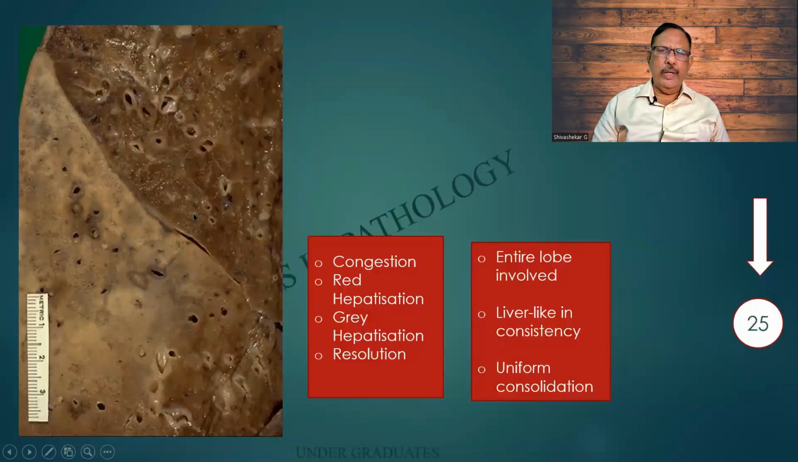The lobar pneumonia. There are main stages: stage of congestion, red hepatization, gray hepatization, resolution. Red means it will be more or less red in color because of the RBCs. Gray because of fibrin and neutrophils. This is a solid piece of lung. We call it consolidation, and it is liver-like in consistency. Therefore, it is called hepatization, and it is uniform, involving the entire lobe.